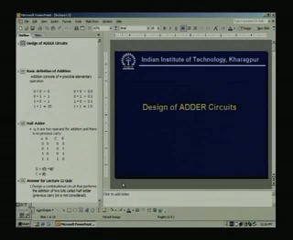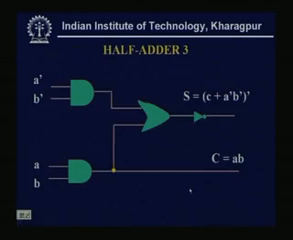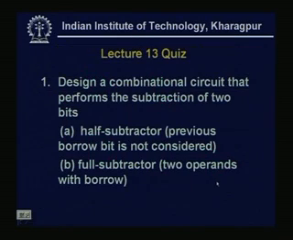Now today's quiz question is again a combination circuit design, very similar to what we have discussed for the adder. The problem is to design a combination circuit that performs subtraction of 2 bits. Addition we have discussed, and now the subtraction. Similar to the half adder and full adder, first we have to do the half subtractor and then the full subtractor. So, first we have to define what we mean by half subtractor.